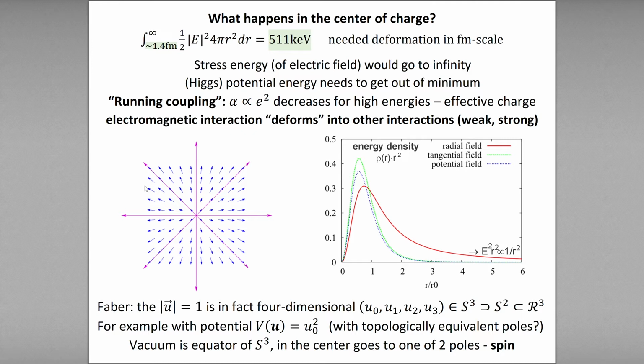However, in physics we know that we can continuously transform spin plus one half to minus one half, which cannot be done in this interpretation as two poles. So I don't like this interpretation. So I use Faber's model as a starting point, with these vector fields, and then we would like to generalize it. So it is a nice starting point, but now we would like to generalize it.